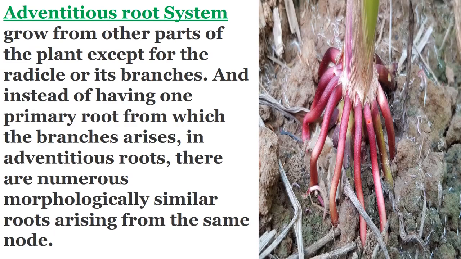So here you can see many roots arising from the same point. There is not a single root with lateral branches, like that was in the taproot system. But what is happening here? This is a single point. You can say the lowest part of the stem, any node can be here. So from a single point many roots are arising. Those are morphologically similar, and such a type of root system is called the adventitious root system.